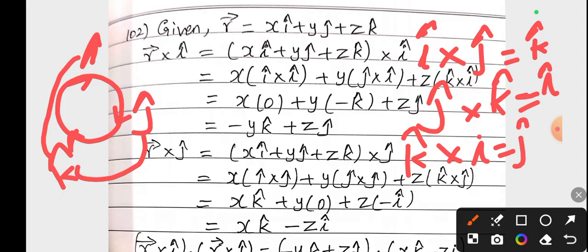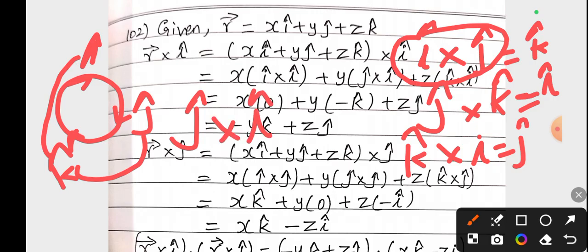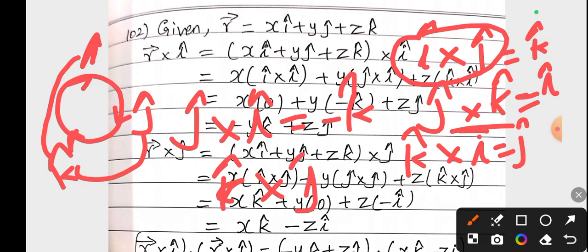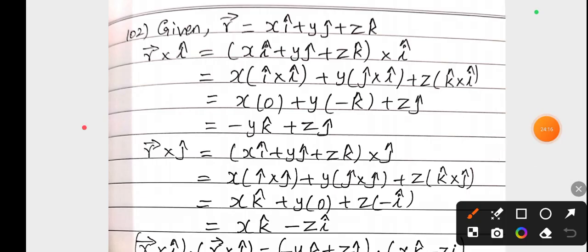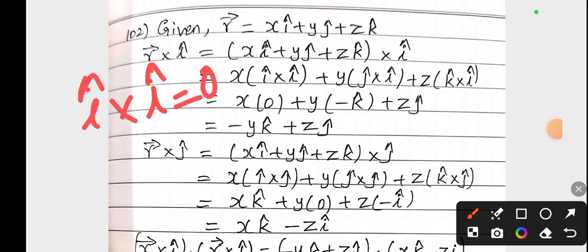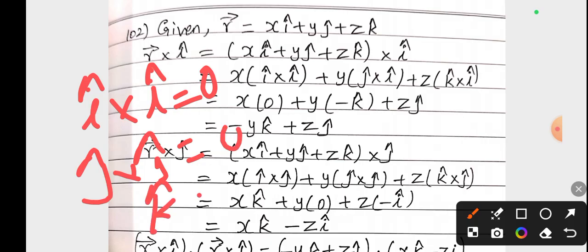Do you understand? Suppose instead of i cross j you have j cross i, you will get minus k cap. In the same way, j cross k comes out properly going clockwise, but going anti-clockwise, k cross j gives minus i. Like that, the negative will come. Another important thing in the cross product: when the same vector repeats in the determinant, the result is 0. So i cross i is 0, j cross j is 0, k cap cross k cap is 0.